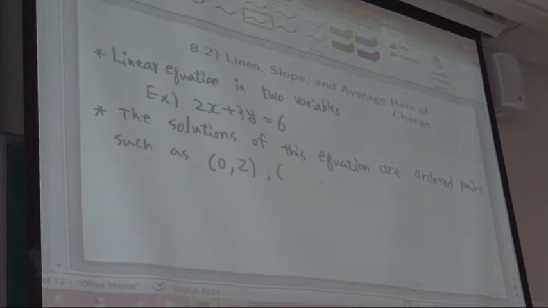What happens if we let y be 0, what is the x value? So 2x plus 0 is 6. What is x? 3. So (0, 2) and (3, 0) are solutions of this linear equation. But there are infinitely many, and we'll find them.